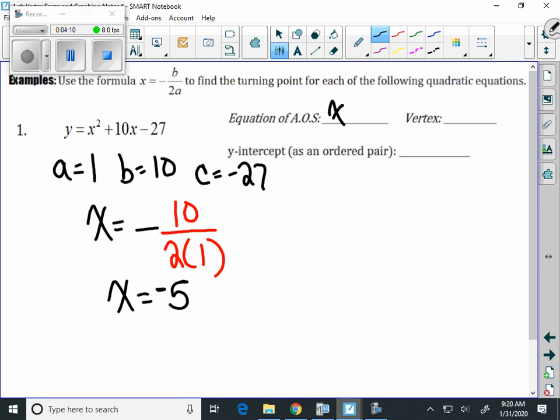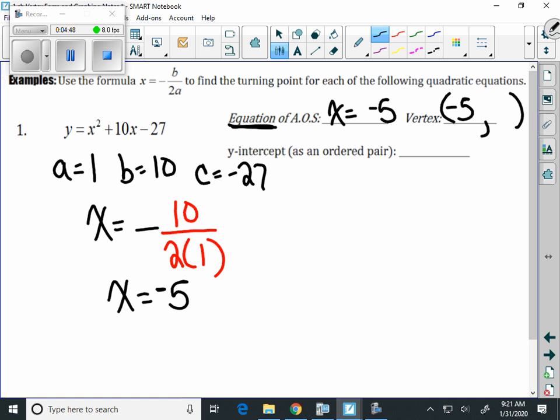It's going to be the line that cuts right through the middle of the graph. And I'm picky about that. You need to have the x equals because it's an equation. Now, once we find that value, our vertex is going to be negative 5, something. The way we figure out what that something is, we take that value of negative 5 and put it back into this equation wherever we see x.